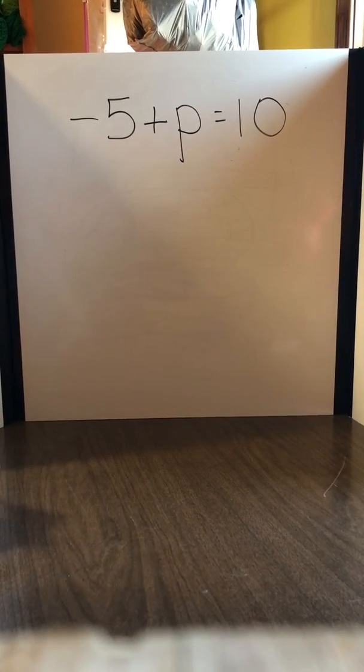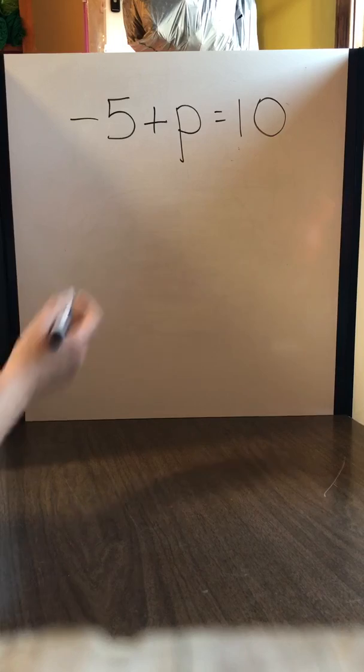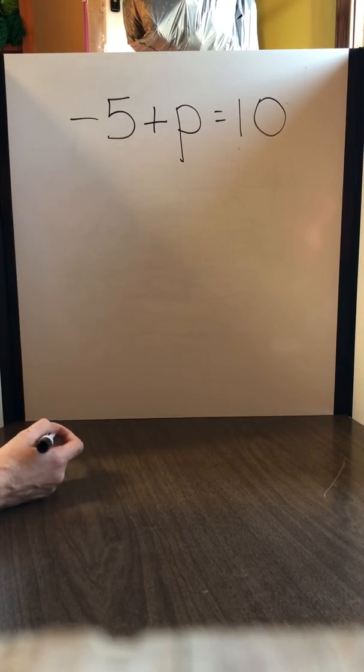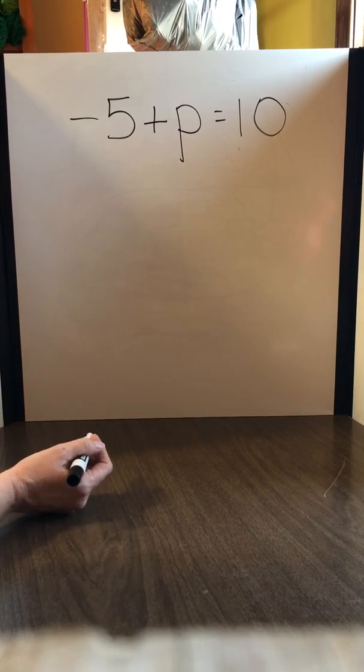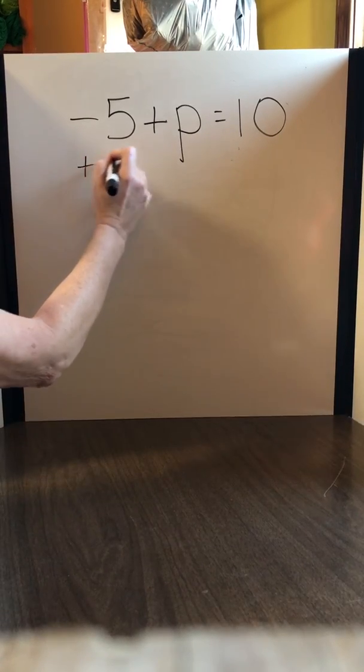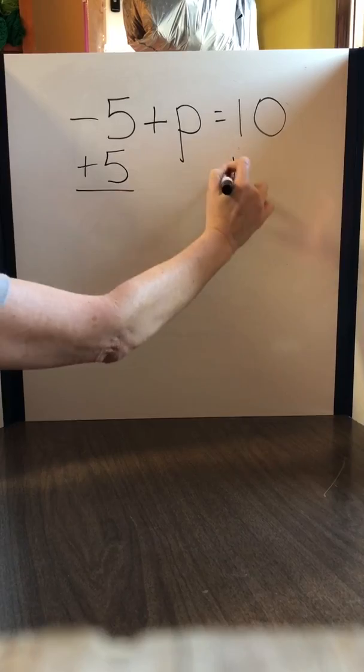And now I can already hear these questions out there. Is that a negative 5 or a minus 5? Okay, well, it's actually a negative 5, and you're adding it to the p. So if I'm adding negative 5 to the p, I've got to add a positive 5 to get rid of it. So I'm basically just adding a positive 5 to get rid of that.